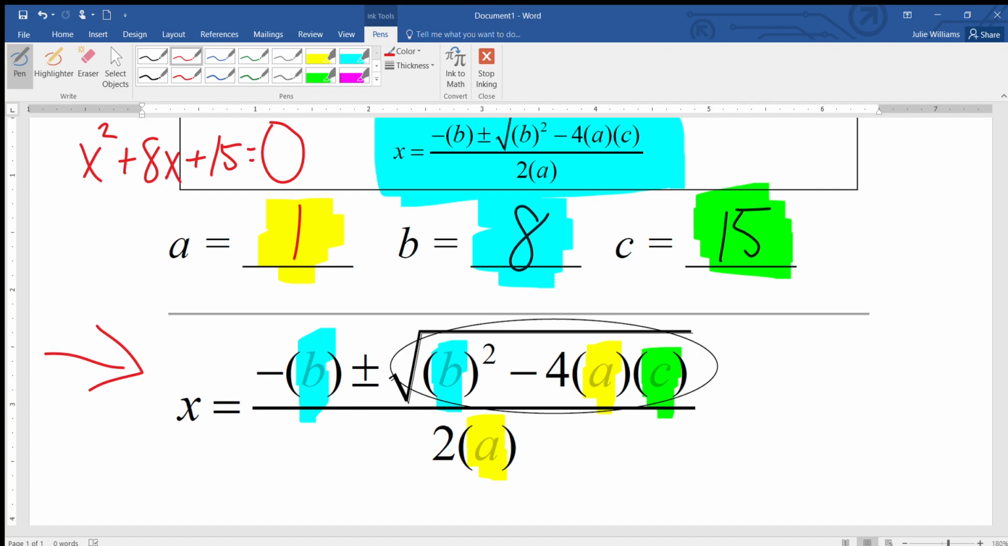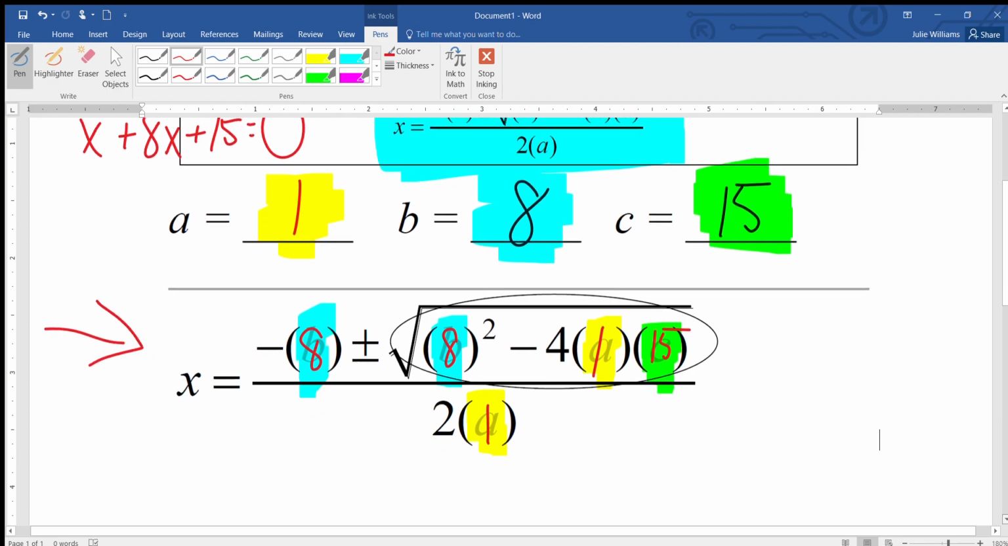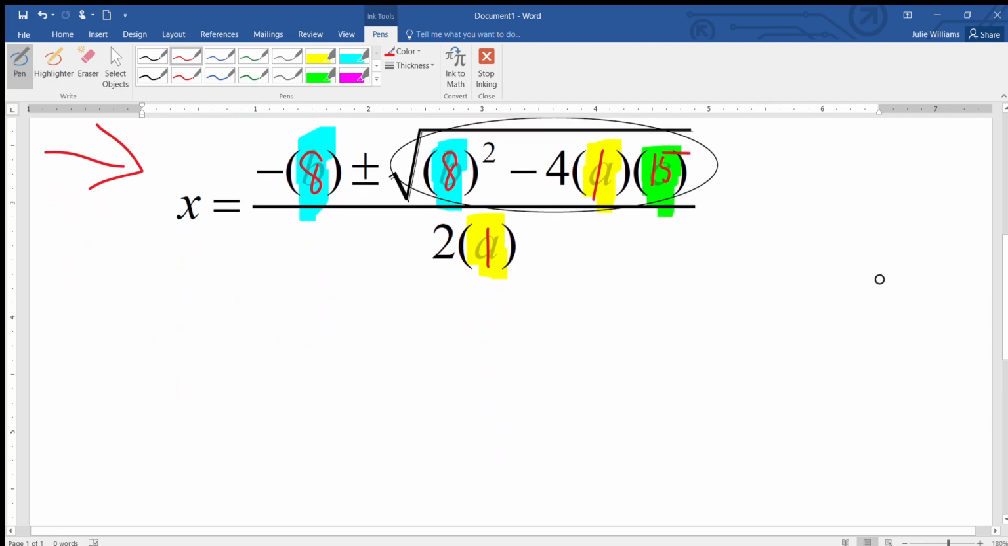So now we have negative parentheses 8 plus or minus the square root of parentheses b, which is 8 squared, minus 4 times a, which is 1, c, which is 15, all over 2 times a, which is 1. From that point we can simplify further. So we would get x equals negative 8, we can leave it like that now, plus or minus the square root of 8 squared is now 64.